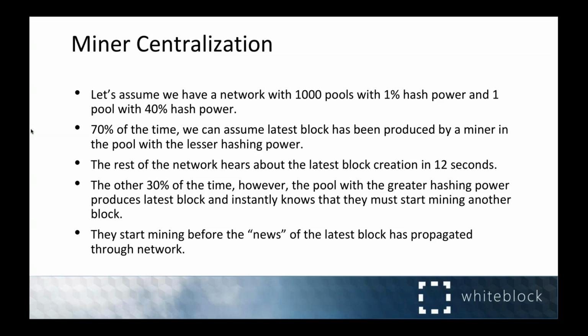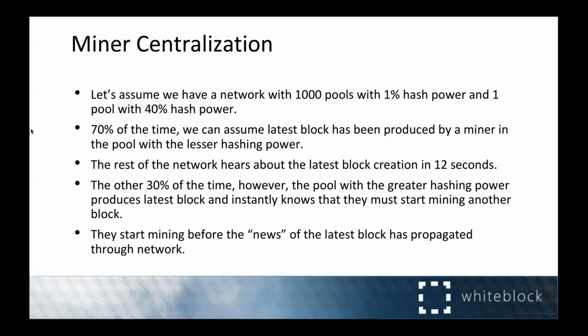So we can assume logically that the last node in that network is going to hear about it last, and the rest of the network has already started mining on a new block. So that last node is still going to be mining the last block. What do they do with that block? That block is considered a stale block, referred to as an uncle block in Ethereum. It's referred to as an orphan in Bitcoin. So that block isn't included in the canonical chain.